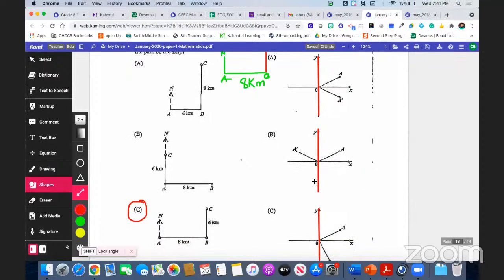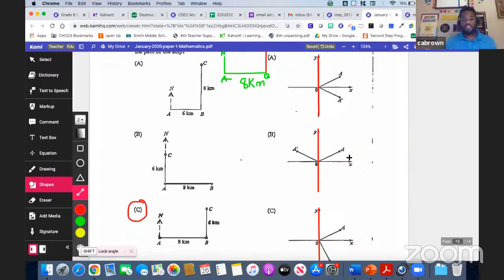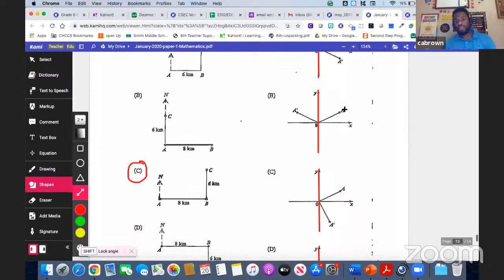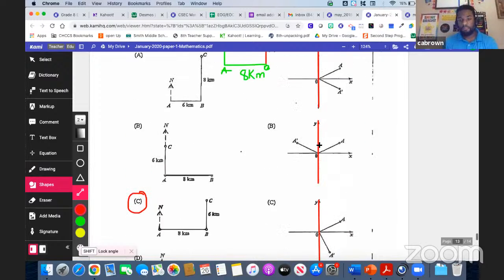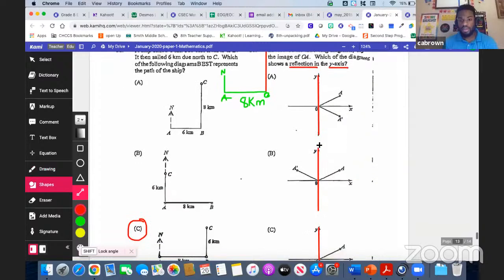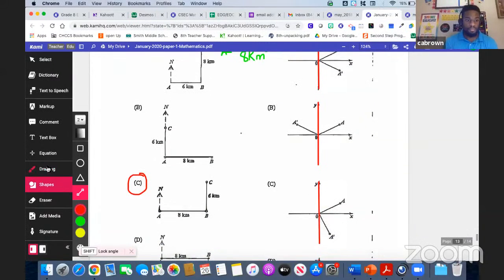This is my y-axis, and reflection is a flip. So from here to here, it flipped. A is wrong because that was the x-axis. A and C were wrong, they were all x-axis. D seems pretty close, but it's not the y-axis. So our answer here is B.